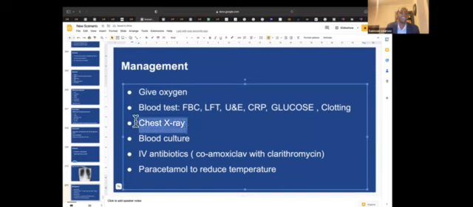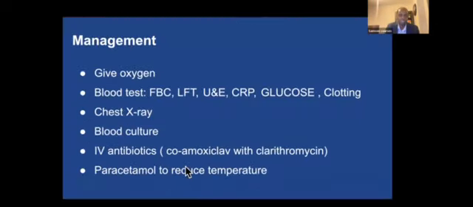Then the chest X-ray has already been done, but if you didn't mention it, you have to mention a chest X-ray. The temperature is high, so we need blood cultures. We have to give IV antibiotics. Which antibiotics are you going to give me, doctor? We have to give this patient co-amoxiclav with clarithromycin because amoxicillin on its own has not worked. It has to be intravenous antibiotics. Give paracetamol to reduce the temperature.